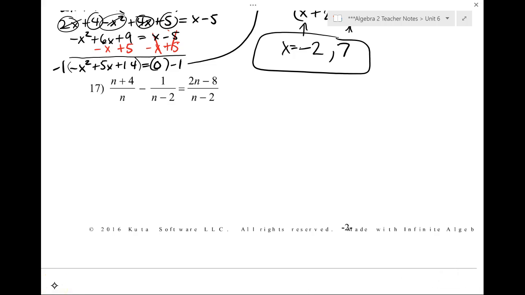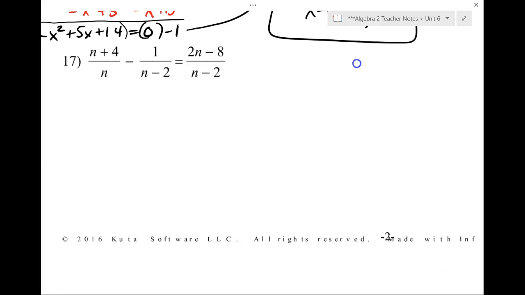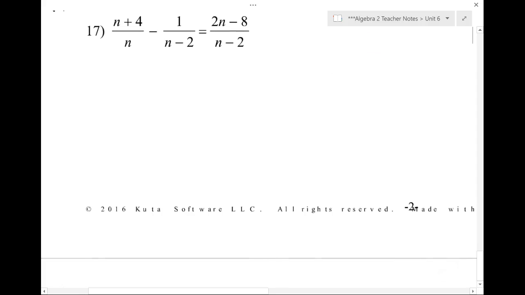Now the last problem on your page, number 17. Okay, so again, let's find those extraneous values. Looks like we don't even need to factor out the denominators here. For this first one, it would be 0. 0 would make this one undefined. And then for these two, n minus 2, 2 would be our extraneous value.